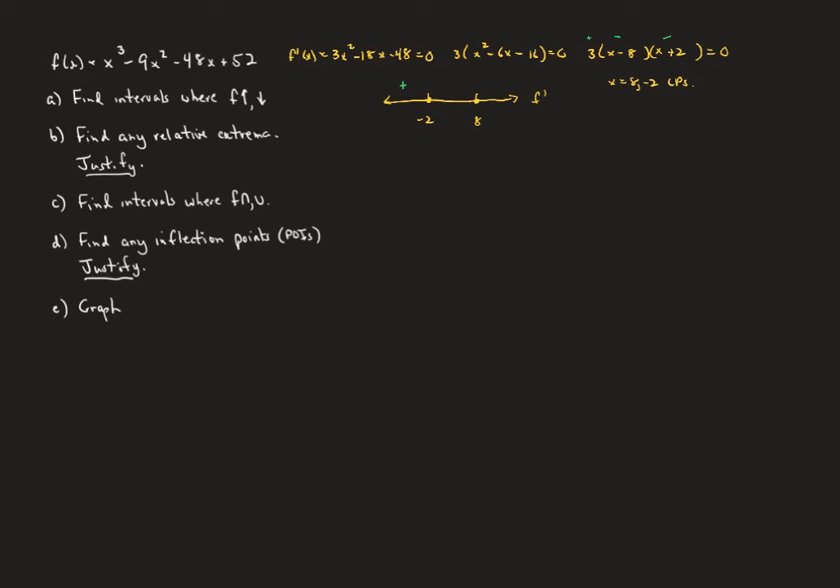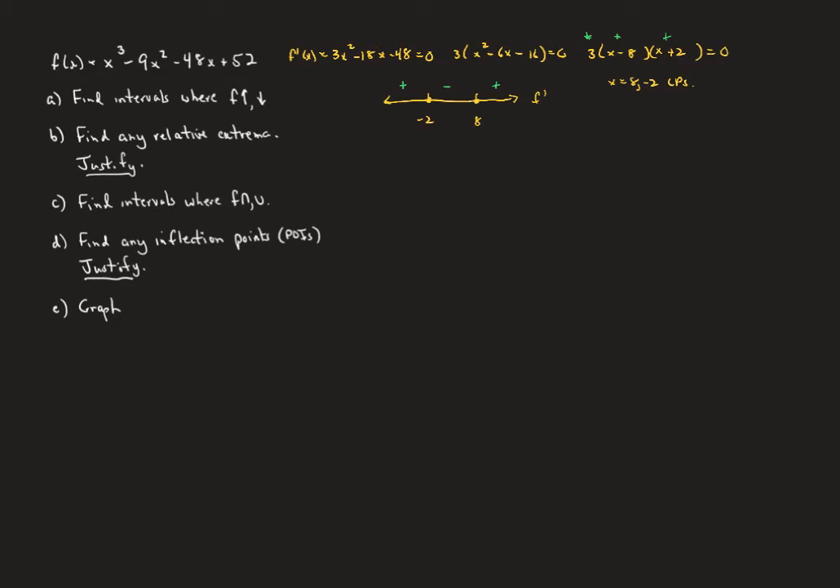I'm going to plug in a representative from the middle region, say 0, so we're still going to be positive for the 3, and 0 minus 8 is still negative, but 0 plus 2 is now positive, and that product is going to be negative. And if I plug in something bigger than 8, like say 9, everything's positive and we get a positive.